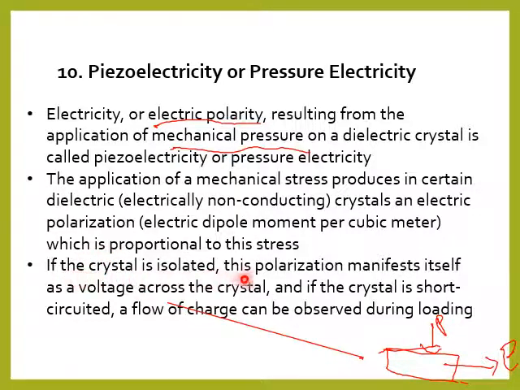If the crystal is isolated, this polarization manifests itself as a voltage across the crystal, and if the crystal is short-circuited, a flow of charge can be observed during loading. It means in a single crystal, electricity will be produced due to this polarization and voltage will be produced across the crystal, and if the crystal is short-circuited, a flow of charge will be observed during loading.